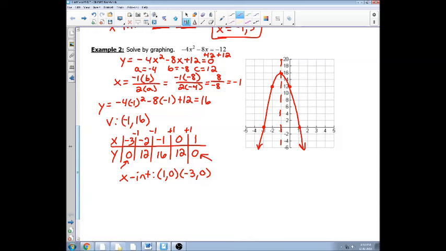All right, now what do I do to write my answer? I'm just going to use the x from here and the x from here. So it would be x equals negative 3, 1. All right.